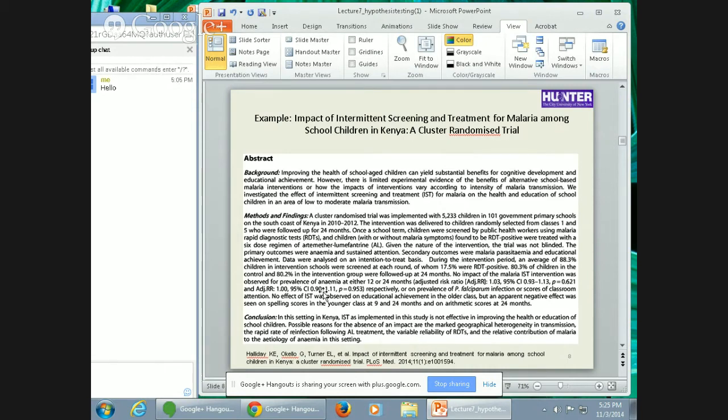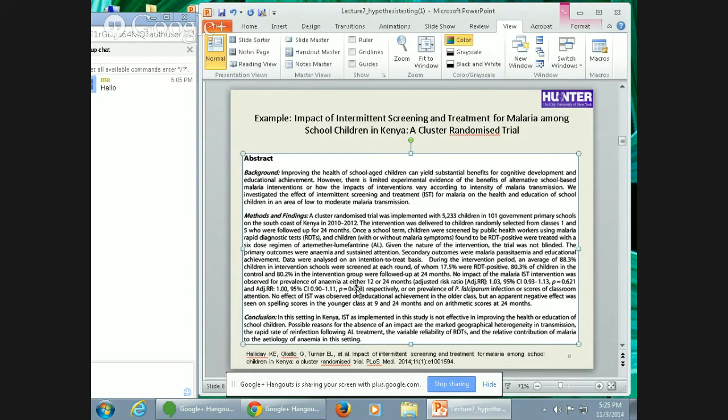They have a bunch of descriptive statistics. And then they have results saying things like no impact of the malaria IST intervention was observed for prevalence of anemia at either 12 or 24 months. Adjusted risk ratio 1.03, 95% confidence interval 0.93 to 1.13, p equals 0.621. And at 24 months, adjusted risk ratio of 1.00, and there is a confidence interval and a p-value.